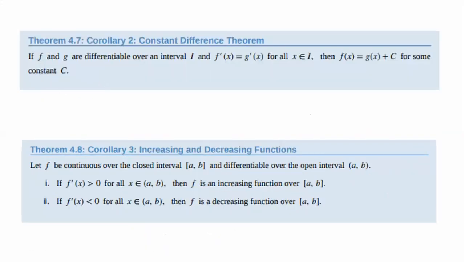Now corollary 2 is: if functions f and g are differentiable on interval I, and f derivative of x equals g derivative of x for all the values of the interval, then f of x equals g of x plus c. Okay, so when there are two functions, f of x and g of x, whose derivatives are equal, this means that f of x equals g of x plus c.